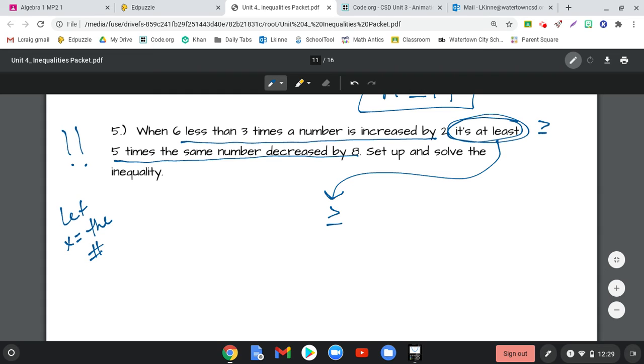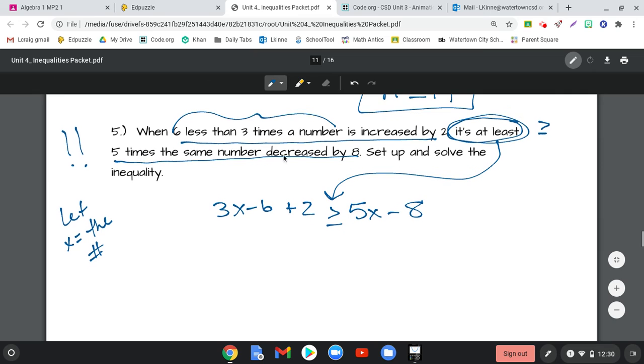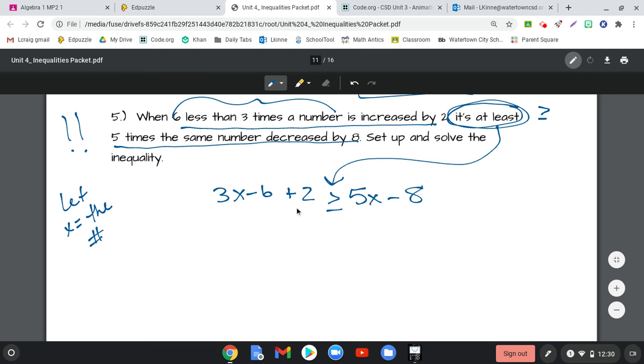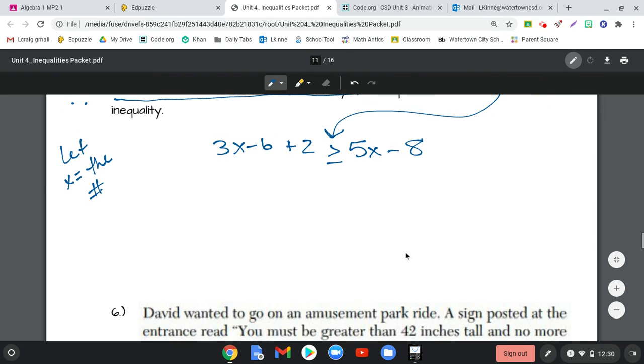So 6 less than 3 times a number. Let's start there. 3x minus 6 is increased by 2. Okay, plus 2. Kind of weird looking, but that's okay. 5 times the same number, 5x, decreased by 8, minus 8. All right, so 3x minus 6 plus 2 is at least, so greater than or equal to, 5x minus 8.